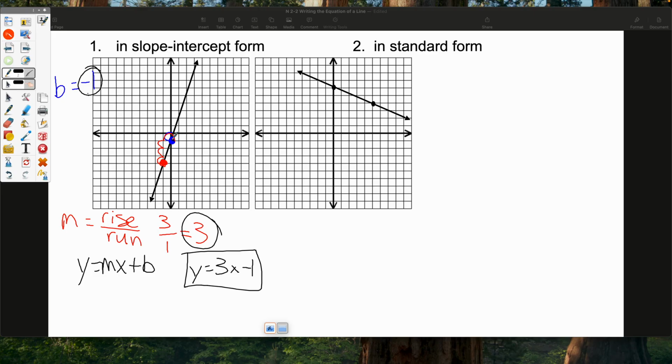Then number 2, our second graph over here. Once again, we've got 2 points. We've got a y-intercept right here. And we have our second point right down here. Okay, so we're going to set this up just like we did right down here with our y equals mx plus b. I have my y-intercept. It is 1, 2, 3, 4, 5, 6 up. So b is 6.